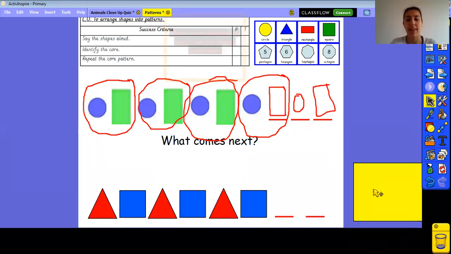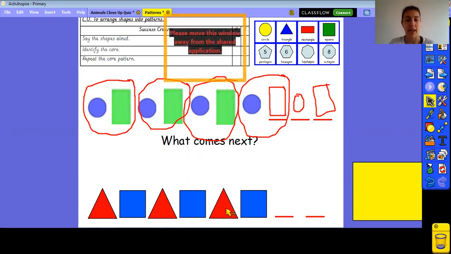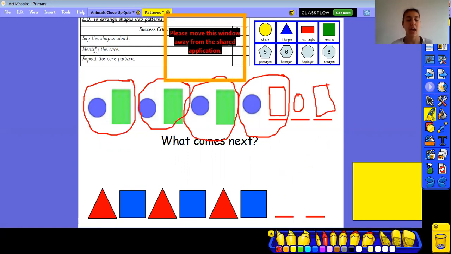Let's have a look at this. Right, let's say the pattern aloud. Triangle, square, triangle, square, triangle, square. So what we need to do is identify the core. Can you pause the video and tell me, or maybe you can circle with your fingers, what you think the core pattern is that is being repeated?